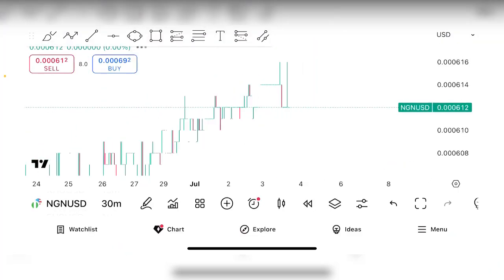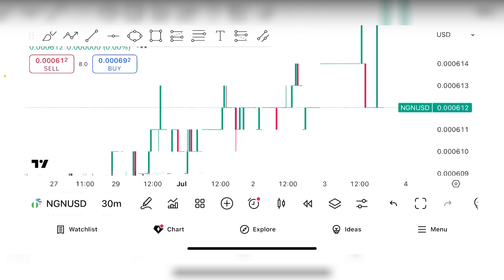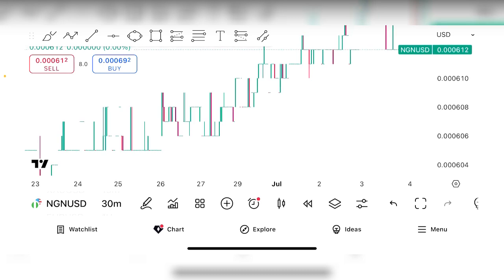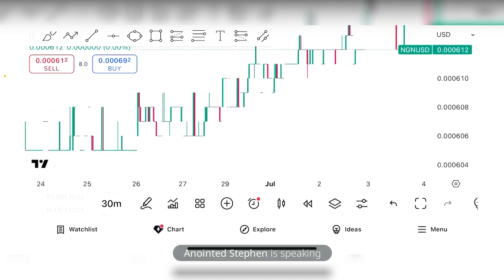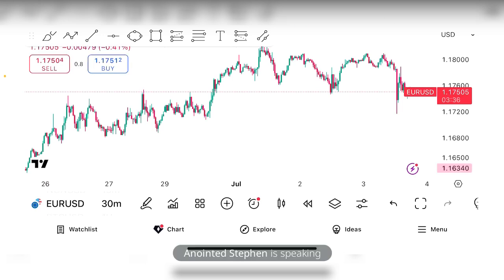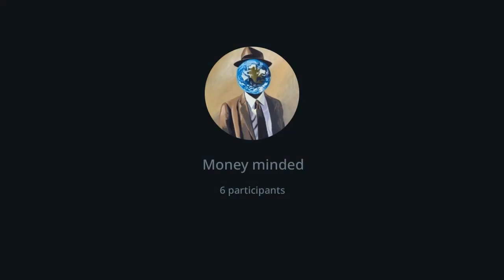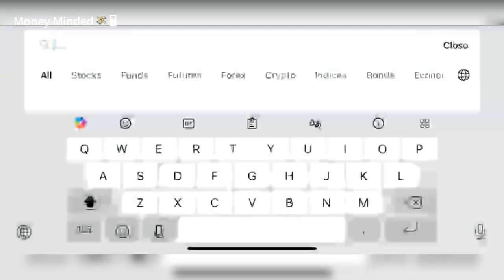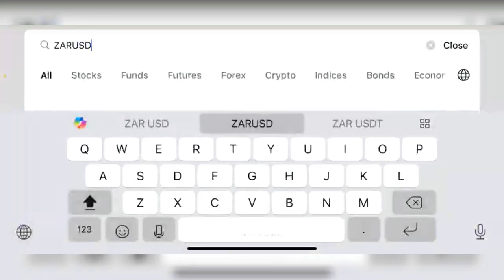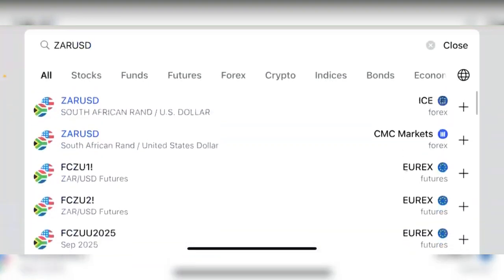See how the chart looks, everything about Nigeria. See other pairs. So you can even search ZAR, which is South African rand to USD. So whichever currency pair you feel like trading in the world, you will see it here.